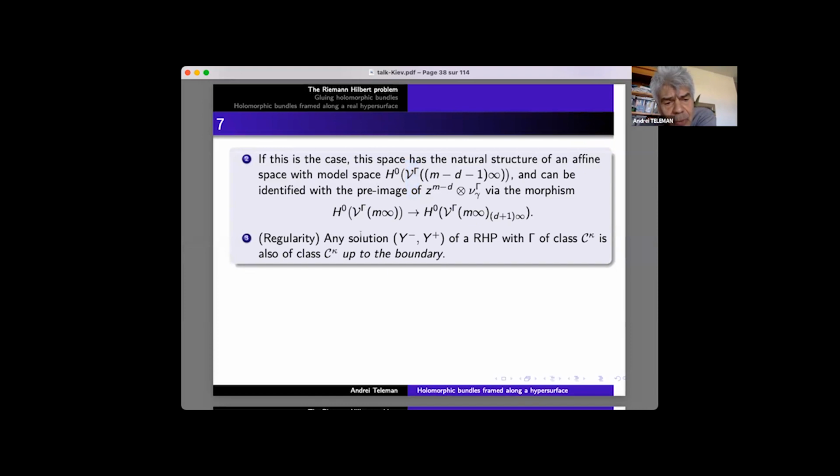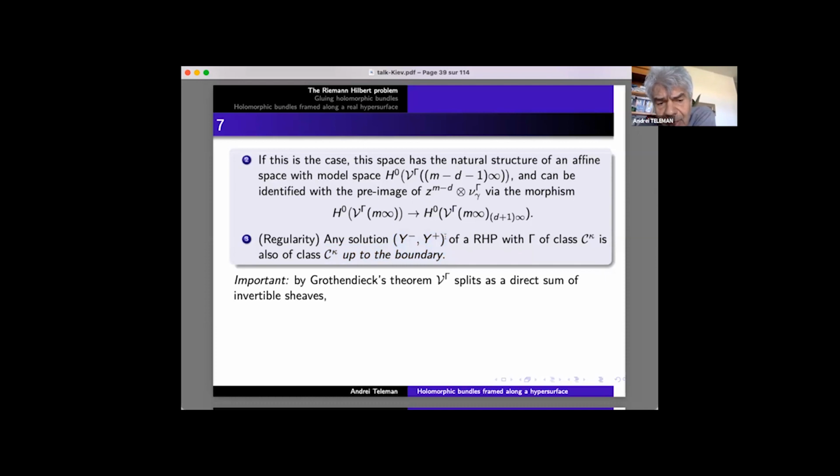Also one has a regularity theorem, which says that in this very general framework, any solution of a Riemann-Hilbert problem of class C kappa is in fact of class C kappa up to the boundary. So in the problem, we impose only continuity. Gamma is of class C kappa, but a priori for the pair y plus, y minus, we impose continuity and holomorphy on the interiors. And I say that as soon as these conditions are satisfied, in fact we have class C kappa up to the boundary.